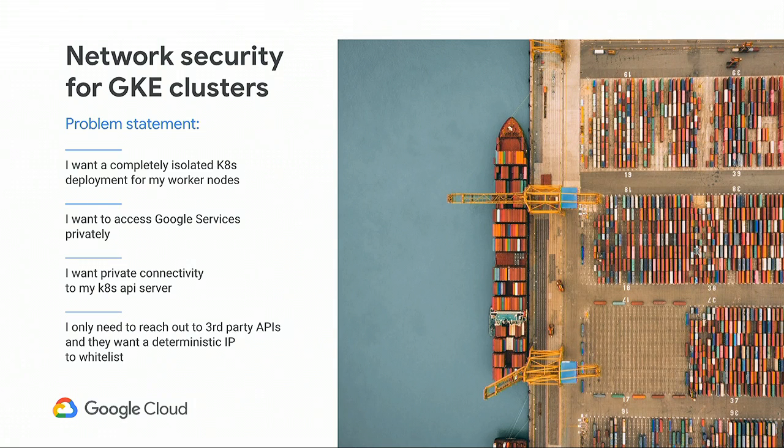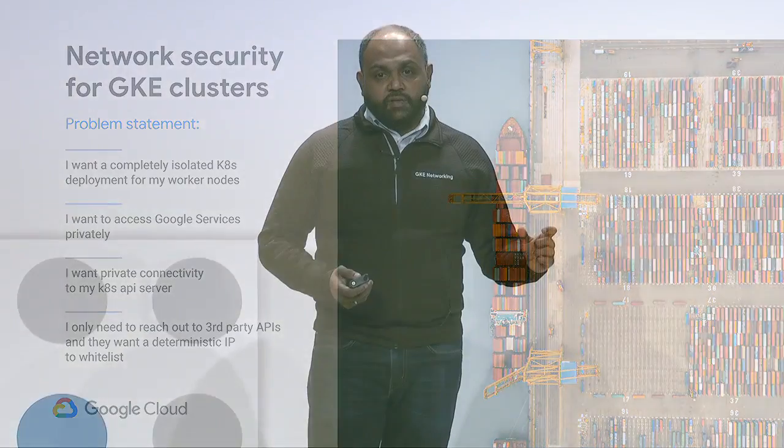So switching tracks from container native networking and from IP management, let's look at network security. The summary of the ask is that a customer wants a completely isolated cluster. Right? They want to access Google services privately. They might have a few workloads which need to access third-party APIs, and for that they need a deterministic IP. And they want a deterministic IP because the third-party vendor has a whitelist blacklist policy which requires a deterministic IP. Right? So how do you meet this requirement?